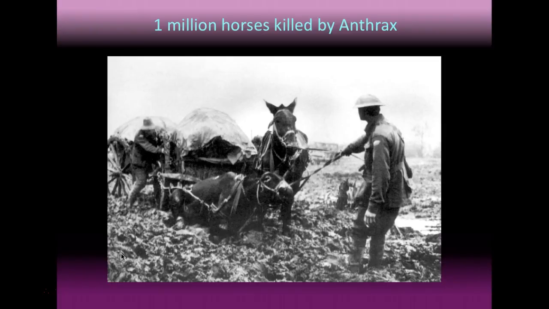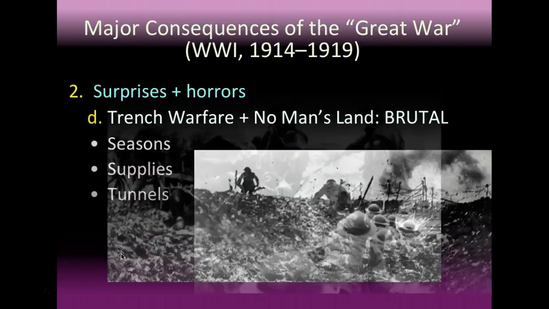1 million horses overall during World War I were killed by anthrax. Again, that disease-causing organism quickly multiplies in a living body, and about 3,000 horses were poisoned to begin with in America, shipped overseas, and then that spread.